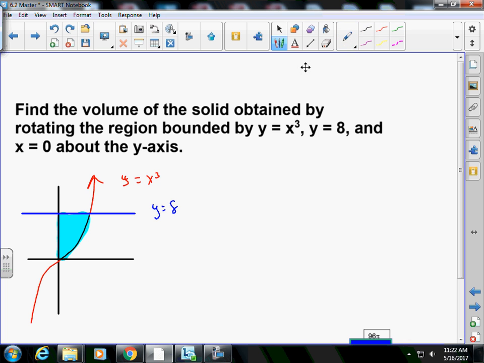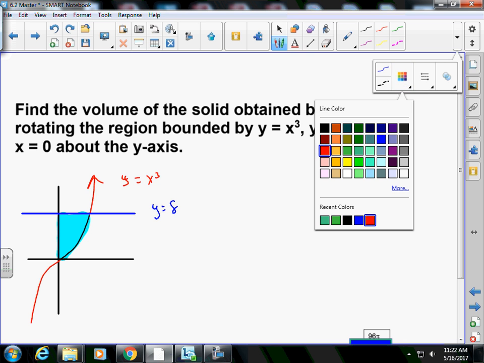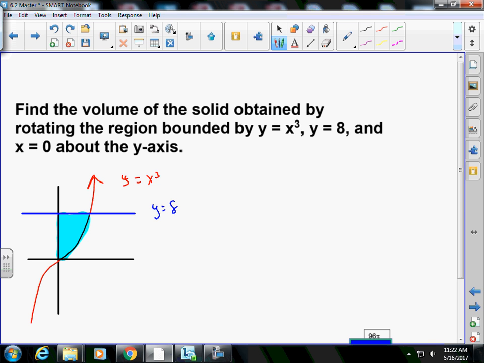Again, I'm going to take my time and draw in what I want to have for my function. I'm going around the y-axis, which is this axis. My strips need to be perpendicular, so that gives me a delta y. So I'm starting off with y is equal to x cubed. Well, I need to have x equal something, so I'm going to take the cube root of both sides. I get x is equal to the cube root of y, or y to the 1/3. So now I have my function.